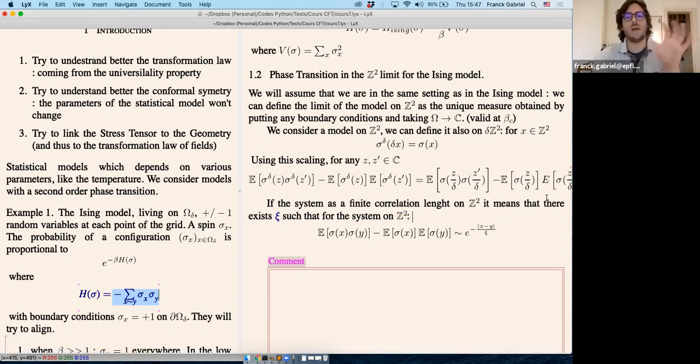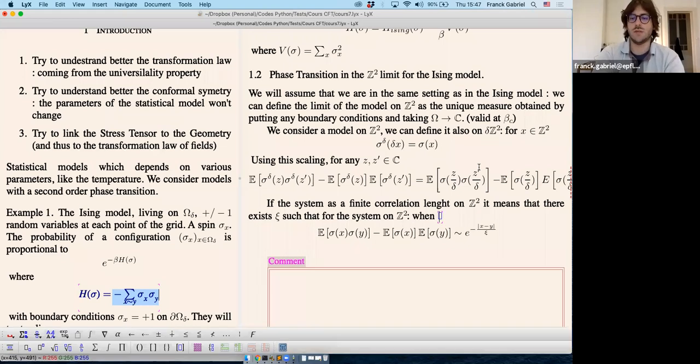Okay, so having a finite correlation length means that if I look at the truncated correlation, or the cumulant, or the covariance of sigma x and sigma y, when x minus y, the difference, goes to infinity, then I have decay like that, which is exponential.